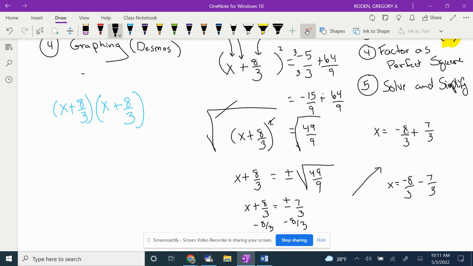What's negative 8 thirds plus 7 thirds? Negative 1 third. Does that answer look familiar? What's negative 8 thirds minus 7 thirds? Negative 15 thirds, which simplifies to negative 5. So that's negative 5. Does that answer look familiar? So what did we just do? We solved by completing the square.